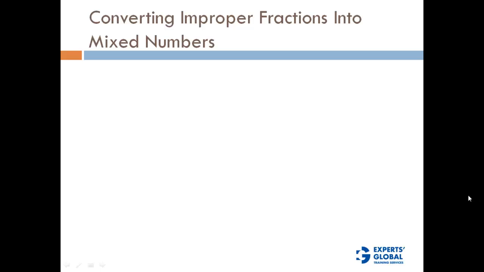So let's now have a look at how to convert improper fractions into mixed numbers. We just saw in the earlier slide that improper fractions are fractions such as, let's say, 6 by 4, right? And they are greater than 1. So if they are greater than 1, we should be able to write them as some whole number plus some proper fraction, right? So let's look at how to do that, how to split this improper fraction 6 by 4 into a mixed number.